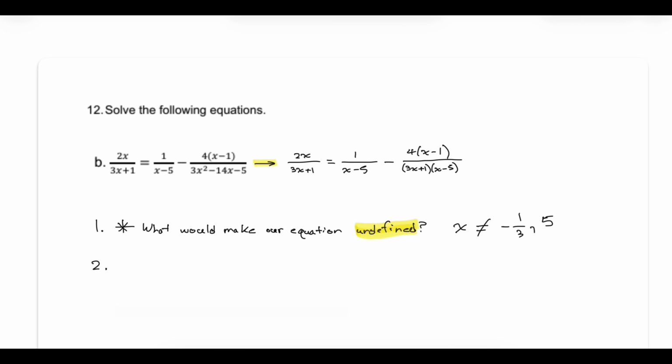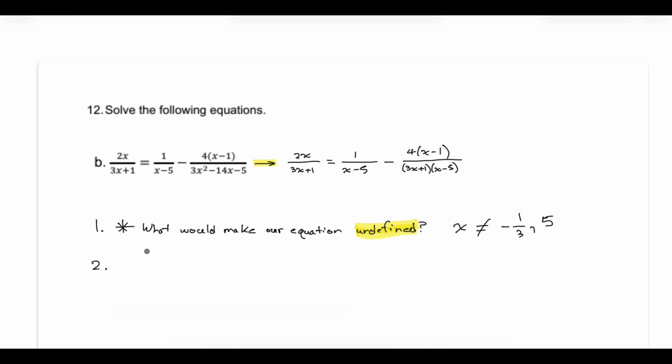Okay, let's continue with our problem. So we have 2x over 3x plus 1 equals 1 over x minus 5 minus 4x minus 1 over 3x squared minus 14x minus 5. Okay, I rewrote this into factored form where the quadratic is in the denominator. So now that it is in factored form, we can go straight to our problem.